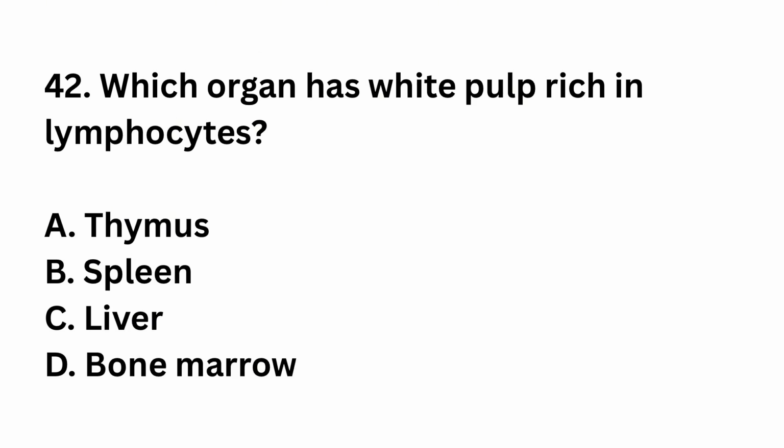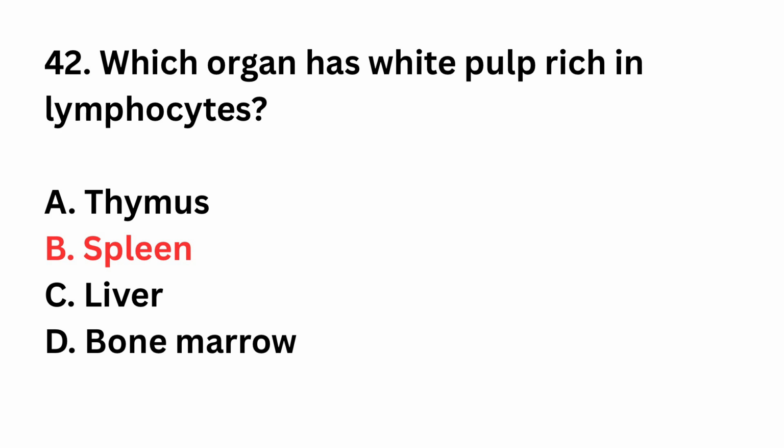Question number 42. Which organ has white pulp rich in lymphocytes? Thymus, spleen, liver, bone marrow. The right answer is option B, spleen. White pulp surrounds central arterioles. It is active in immune responses.